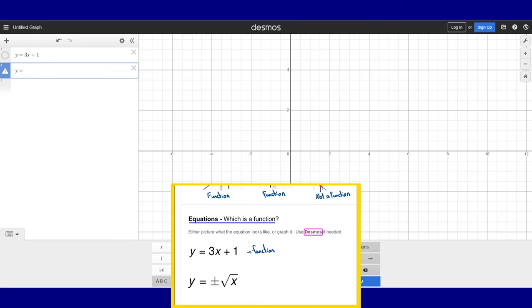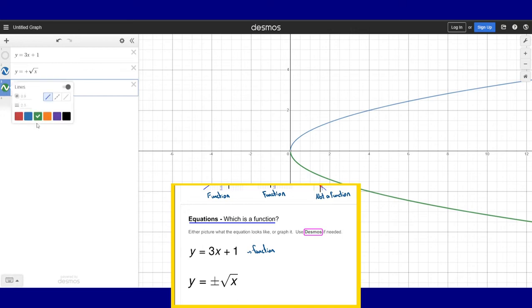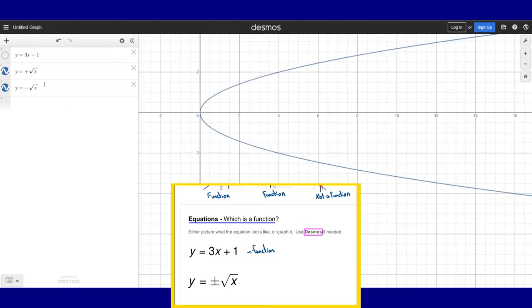I don't see the plus or minus, so I'll have to graph two different ones. So let's say plus the square root of x. I get one there, and I'm going to graph the second one, y equals minus the square root of x. Again, the only reason I'm graphing two of them is because the equation is saying plus or minus, but I don't have a plus or minus option, or at least I can't quickly find one on Desmos. So for sake of time, I'm just going to graph the two different versions.